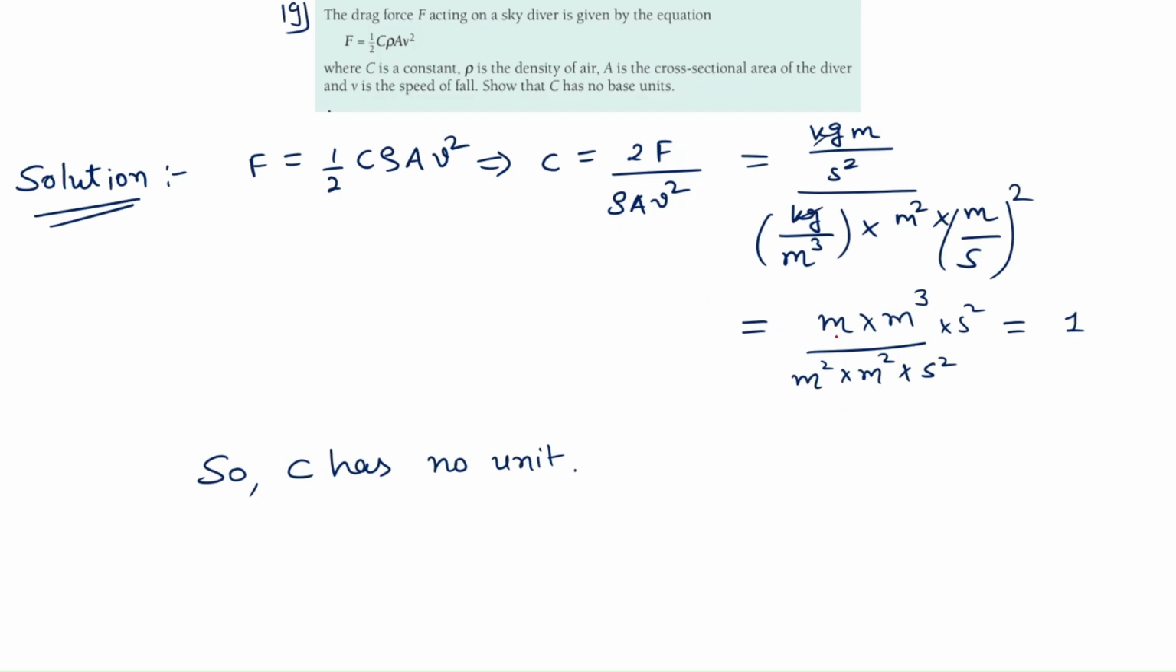And we get kilogram meter cube per second square in the numerator, and in the denominator we have kilogram meter square per second square, and we get one. That means there is nothing left. So C has no unit. One is a constant, so C is also a constant, meaning no unit. And this is the 19th question, and it is a very simple problem. Now we go on to the next question, number 20.